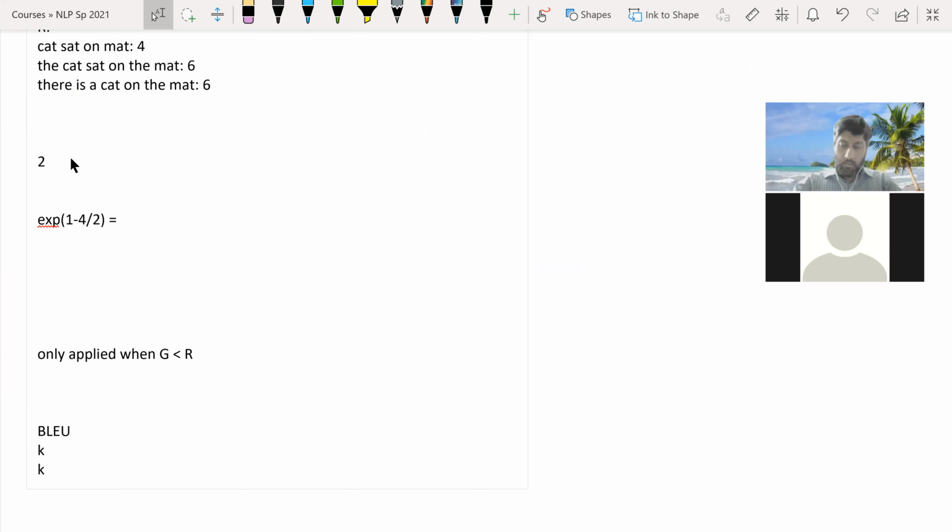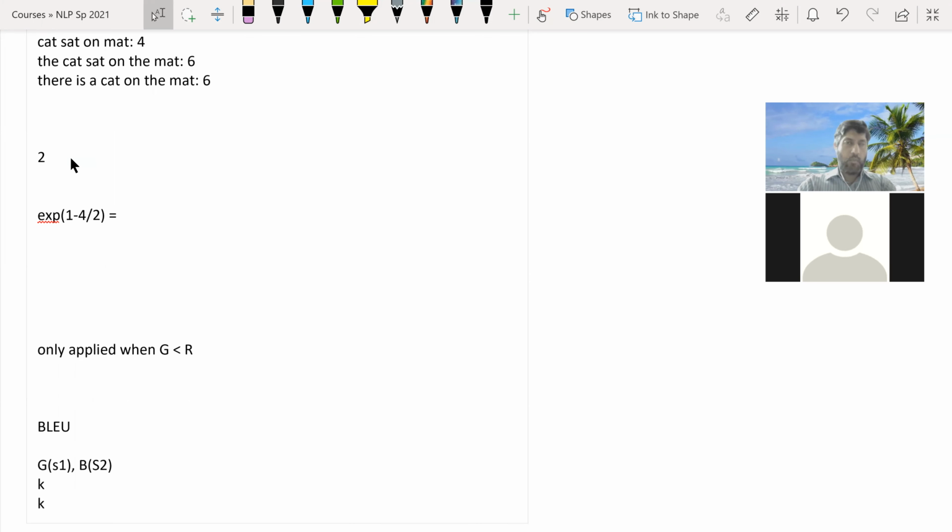We are also running out of time. So basically what I was mentioning was that if you have multiple sentences, you can take the geometric mean. For example, let's say you have a BLEU score for sentence 1 and a BLEU score for sentence 2. The geometric mean would be BLEU of S1 multiplied by BLEU of S2, raised to the power of 1/2.